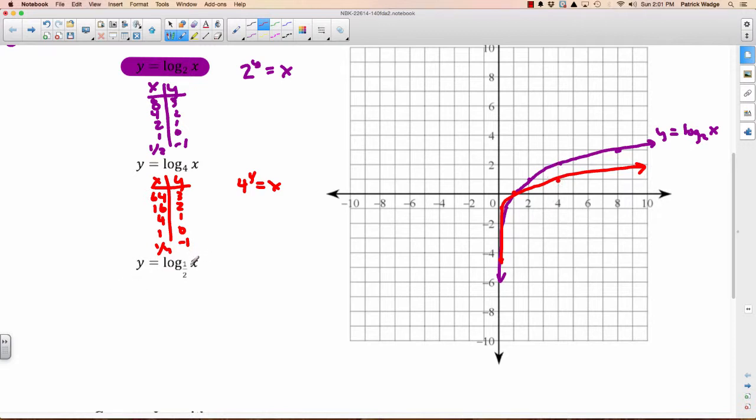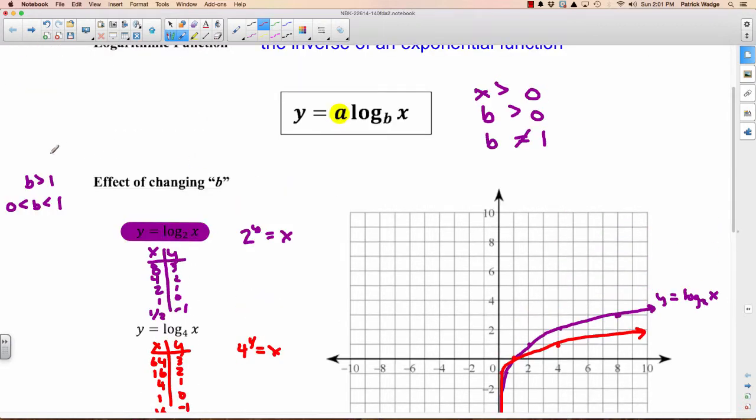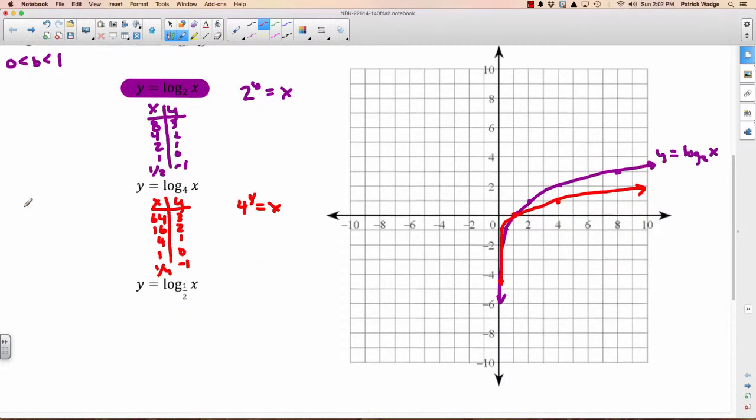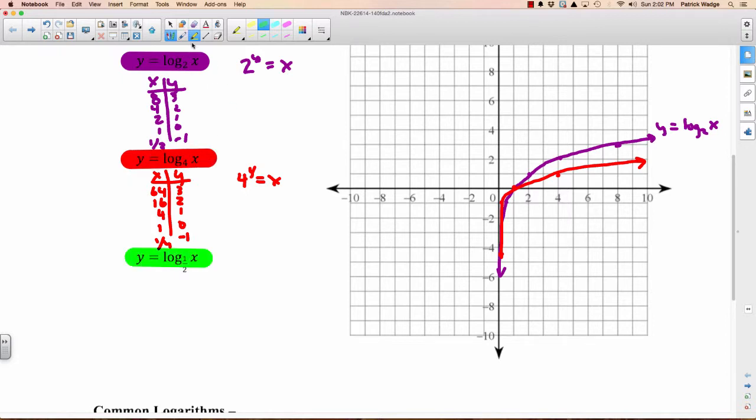What about if it gets smaller? So we've looked at when it's greater than 1. What if the b value is between 0 and 1? First of all, I'll highlight that, and this one too. So this one in exponential form is 1/2, that's the base, raised to the y exponent equals x.